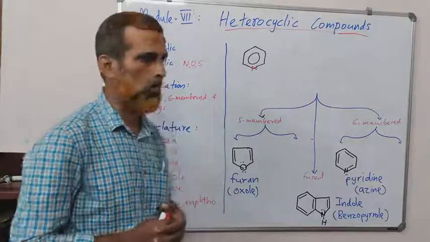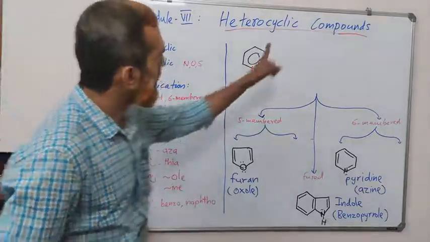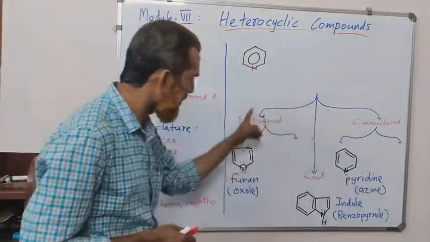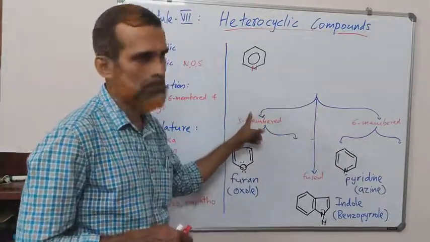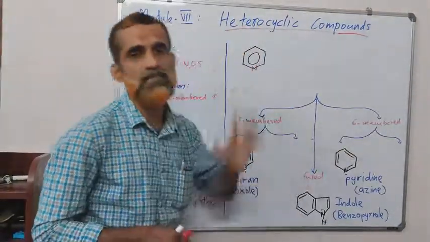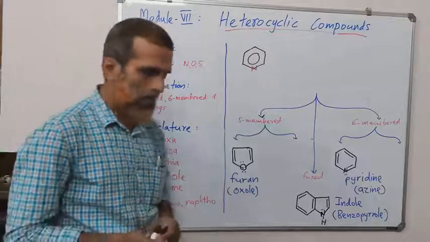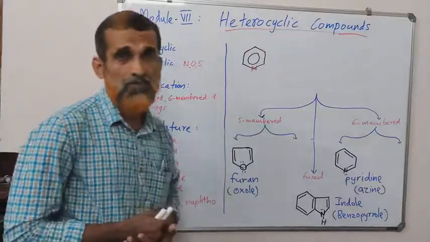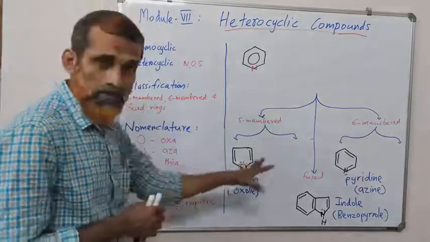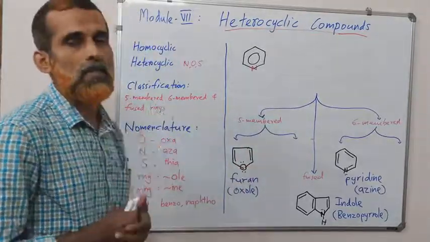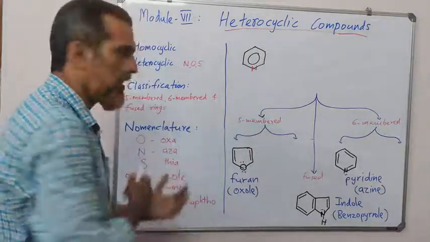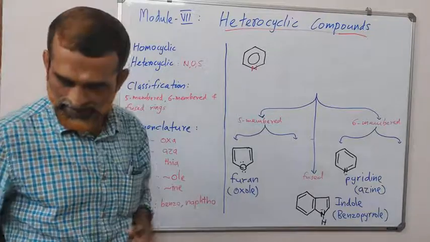Condensed system we call. So in classification of heterocyclic compounds, here we have 3 types: 5-membered heterocycles, 6-membered heterocycles, and fused or condensed heterocycles. We will get familiar with a few examples, during which we will consider the nomenclature also. Before we go to examples, what are the important points to be noted in nomenclature?